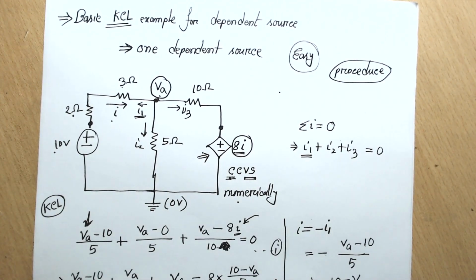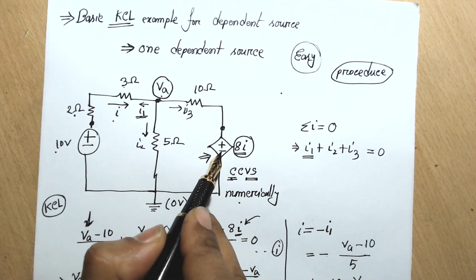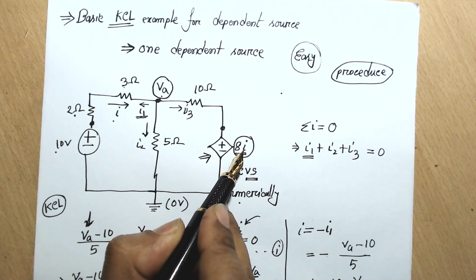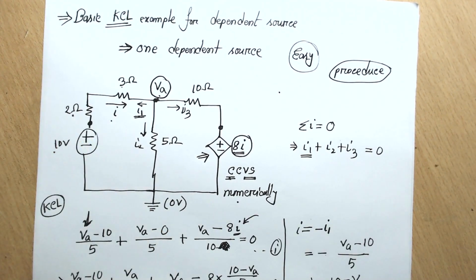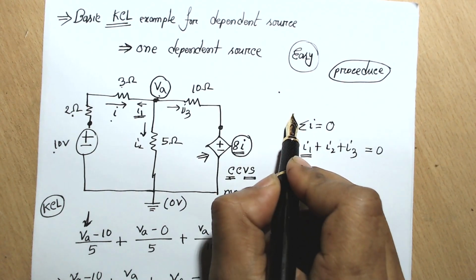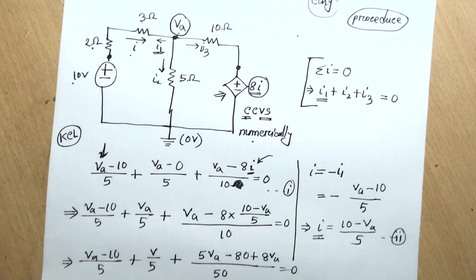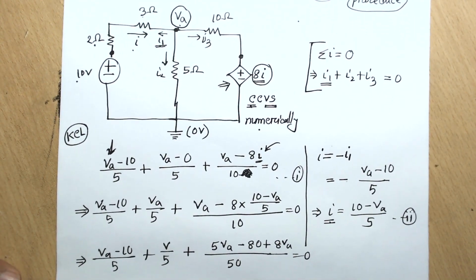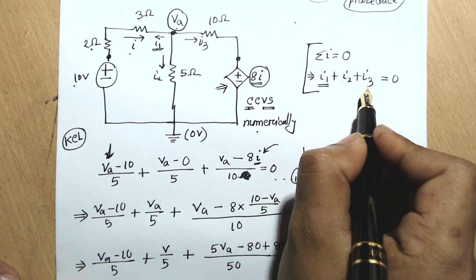The problem here was we had one dependent source that was related to I, and the I was related to the current of this branch. So how will you solve this problem? Step number one, we have to write the KCL equation. Then step number 2, we had to find each of the current values such as I1, I2, I3.